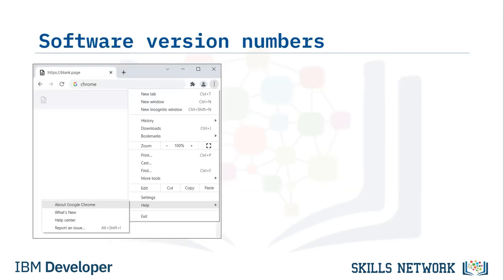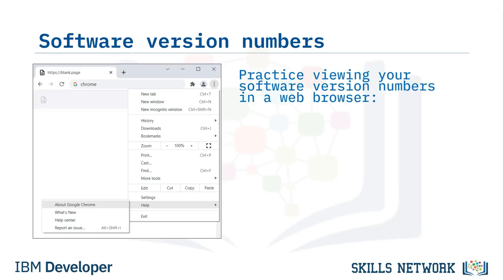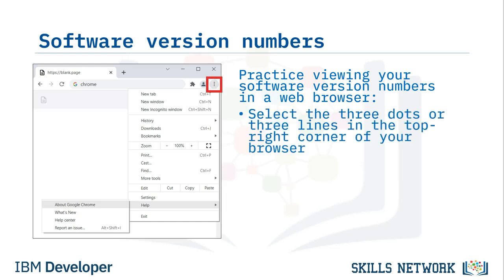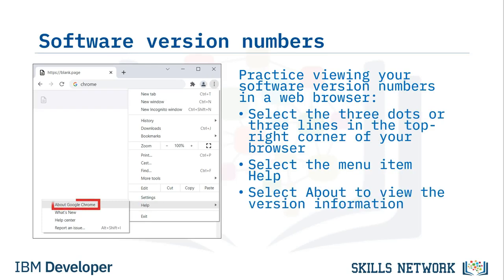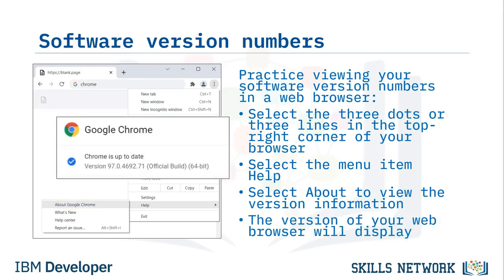Software version numbers are identified in the About or Help section of software. You can practice identifying your version number in a web browser. This example illustrates how to view the version number in the Google Chrome desktop web browser. However, if you are using a different web browser, you should be able to follow the same or similar steps. To view the web browser version, first select the 3 dots or 3 lines in the top right corner of your browser. Next, select the menu item, Help, then select About to view the version information. The version of your web browser will display.